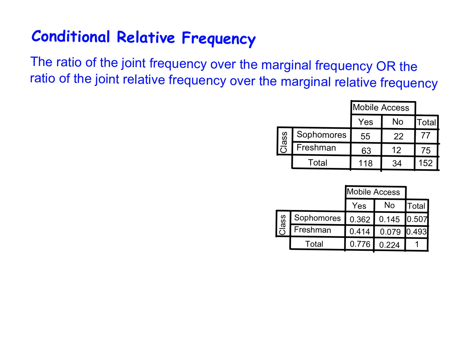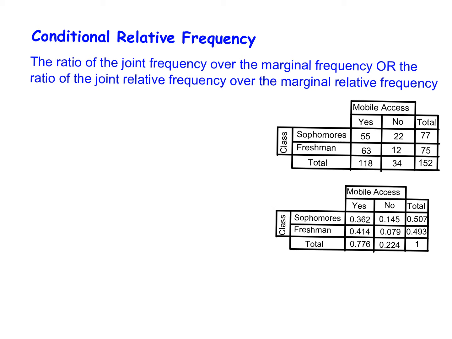So the final type of relative frequency that we're going to look at is called conditional relative frequency. And the conditional relative frequency we can only do for either rows or columns. We have to know which type we're doing ahead of time. But the conditional relative frequency will basically say that given a condition, or given something that we know, what is the ratio of the joint frequency over the marginal frequency, or the ratio of the joint relative frequency over the marginal relative frequency for a particular situation.